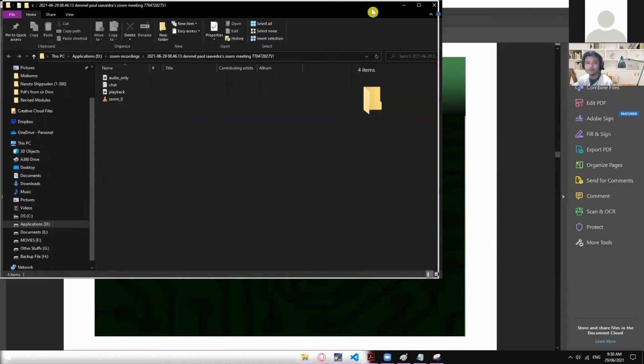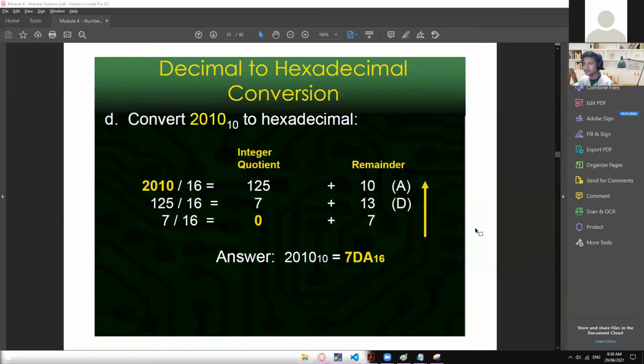So let me know if you already understand this one. Okay, great. All right, so see, everything in the midterm is super easy.